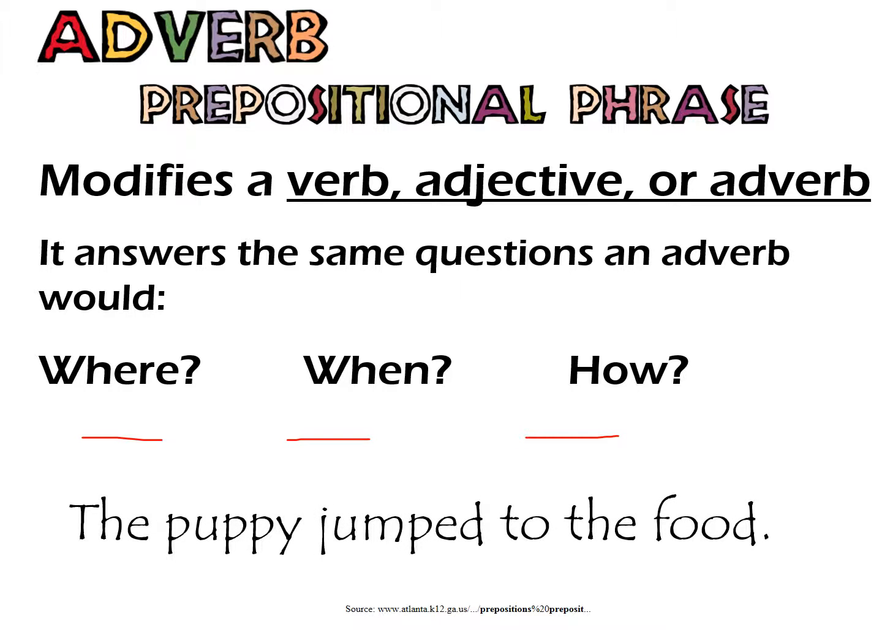Here's the puppy sentence again. The puppy jumped to the food. So in this particular example, to the food is our prepositional phrase, but it's answering the question where. So in this case, we have an adverb.